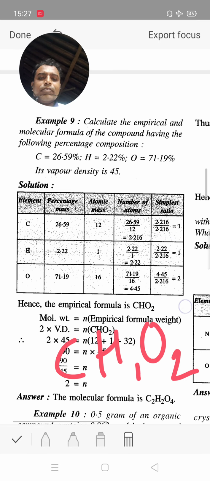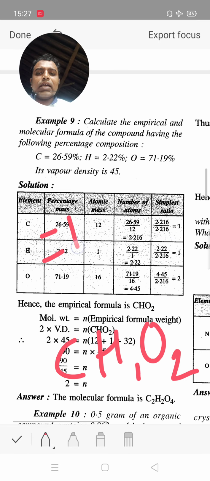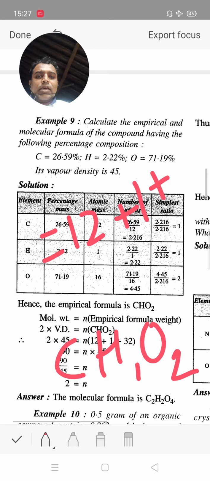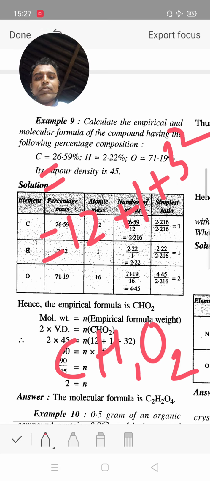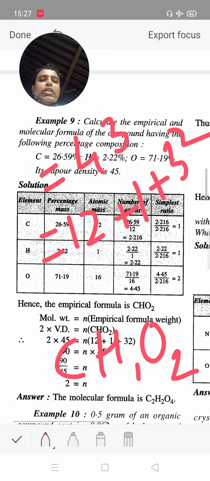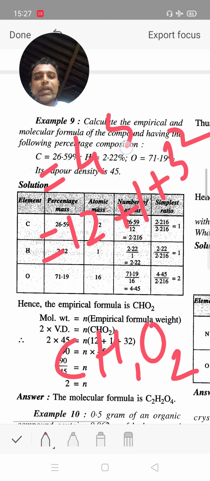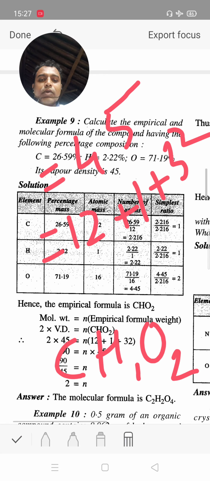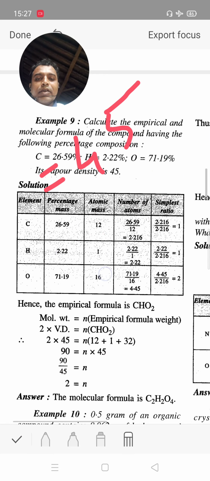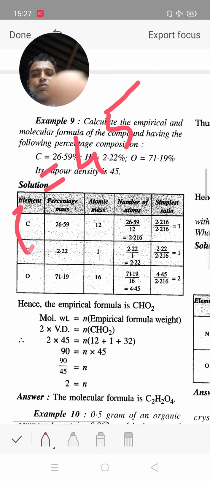Now calculating the empirical formula weight: carbon 12, hydrogen 1, oxygen 16 times 2 is 32. Then we get the value 12 plus 1 plus 32 is equal to 45. The value we get is 45. Now it is the empirical formula weight.